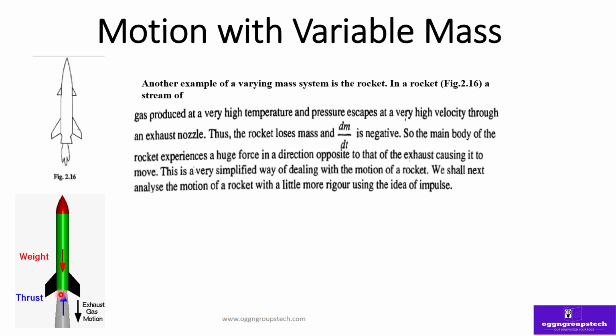So the rocket loses mass. The mass of the rocket decreases, and that rate is dm by dt, which is negative. So the main body of the rocket experiences a huge force in the opposite direction. The mass is being released from the downward direction, so it will experience a huge force, and that is downward. So the direction of the force is opposite to that of the exhaust, causing it to move.